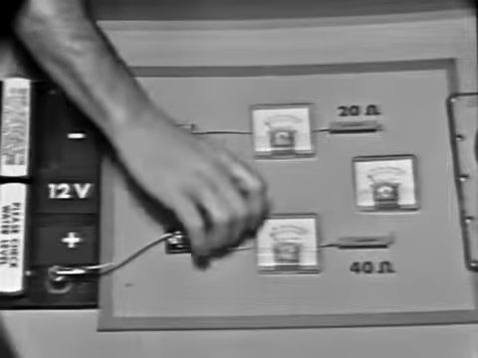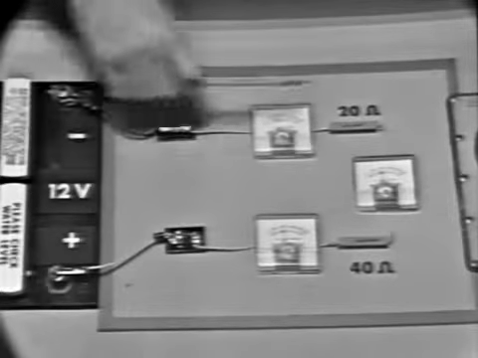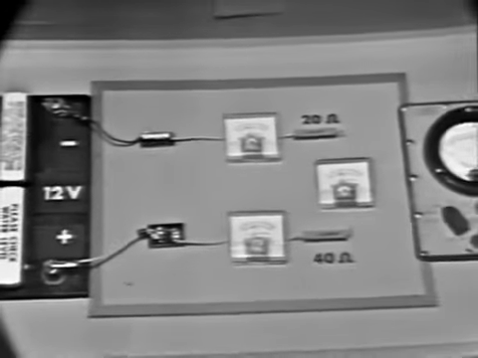Next, let's check the voltage drops in a series circuit. According to Kirchhoff's voltage law, the applied voltage will be dropped around each closed loop. In this circuit, this means that the applied voltage will be divided among these two resistors, and the sum of these voltage drops will equal the applied voltage. Let's use the PSM6 and check this out.